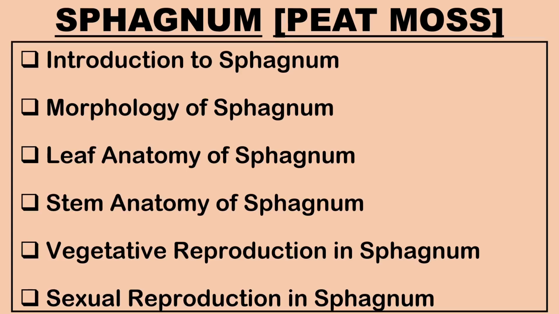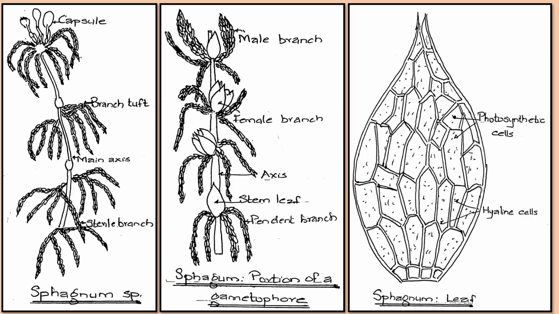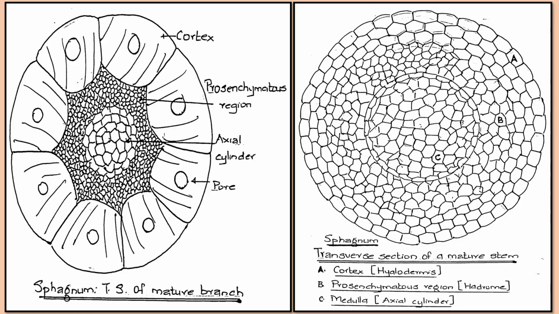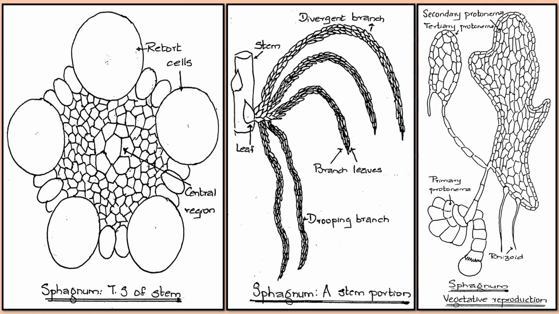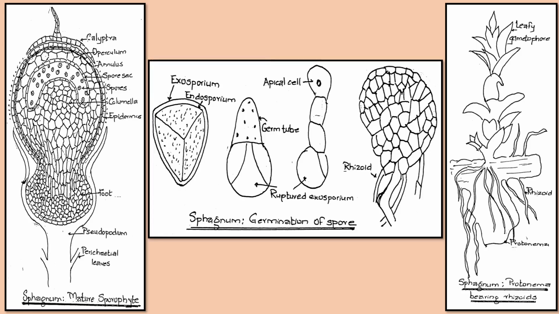Hello! In today's video, we shall learn in detail about peat moss, Sphagnum. By the end of this video, you will have a clear understanding about the morphology of Sphagnum, its stem and leaf anatomy, vegetative and sexual reproduction, development of Antheridium, Archegonium, and Sporophyte, and its ecological importance.